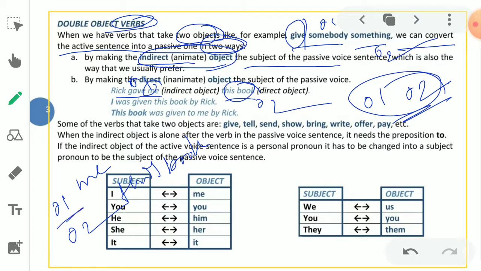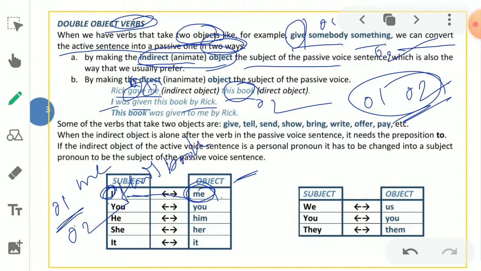At first they have taken object 1, that is me. If me is given in the place of the object, that is converted into I. You can see here, in the place of subject it becomes I. Okay, so let me take I as the subject in passive form. Was, why? Because gave is past tense, so was, and its V3 form is given. I was given this book by Rick. Got it?